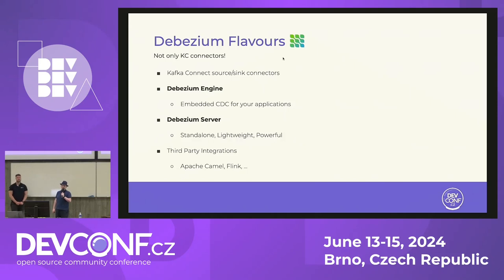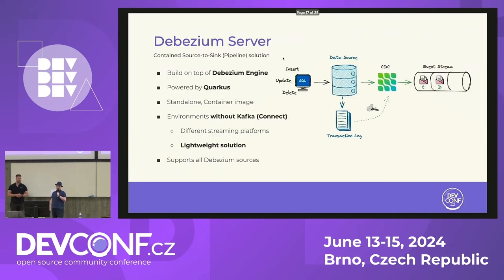There is the Debezium engine, which is a standalone library which you can embed into your application. And there is also the Debezium server, which provides a standalone and lightweight, end-to-end pipeline-like solution where you can just deploy a single pipeline from source to sink. It's powered by Quarkus, and it's built on top of the Debezium engine. Essentially what we did was write an application using that embedded engine library to run our source connectors, and then we wrote a bunch of sink destinations where you can deliver your changes.